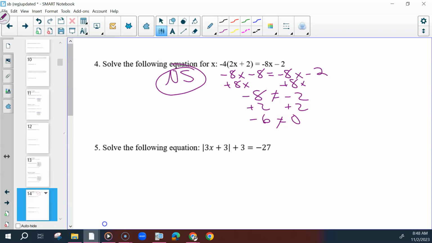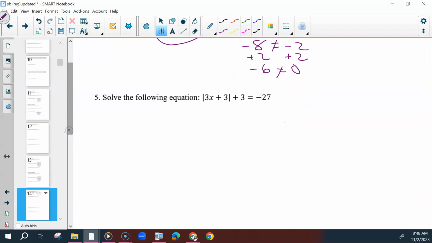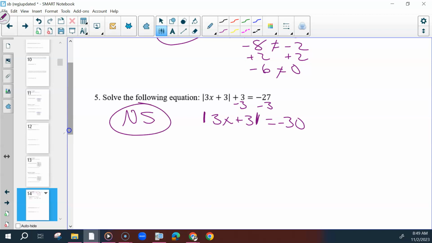Right? And then for number 5, we are solving an absolute value. We have to isolate the absolute value, get rid of the 3 first. But what happens when we have an absolute value that equals a negative? So if you did more than that, you erase everything else.